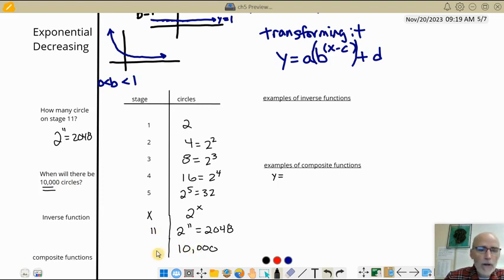So now we need to know what the x is. So what we're really saying is, 2 to some power, 2 to what power is equal to 10,000. So how do we figure out that exponent right there? Let me just write it right out here to the side. Like 2 to the a is equal to 10,000. How do you get the a out of the exponent? It requires an inverse function.